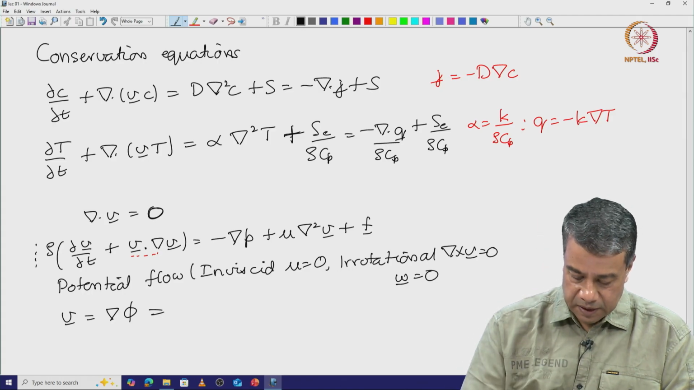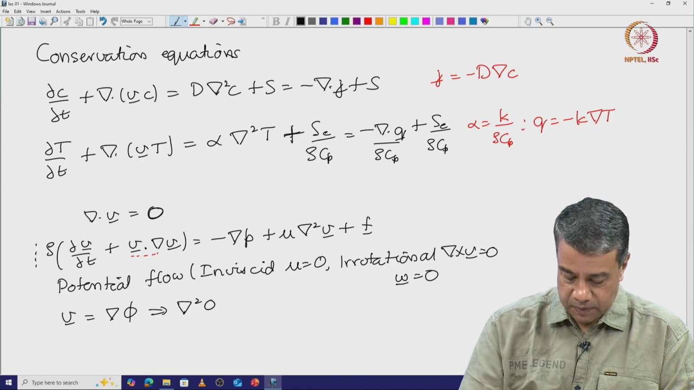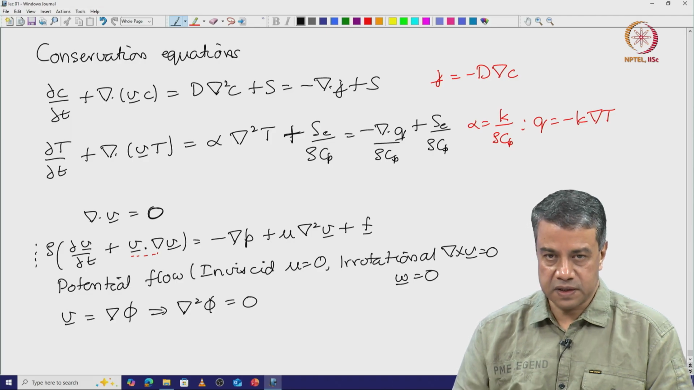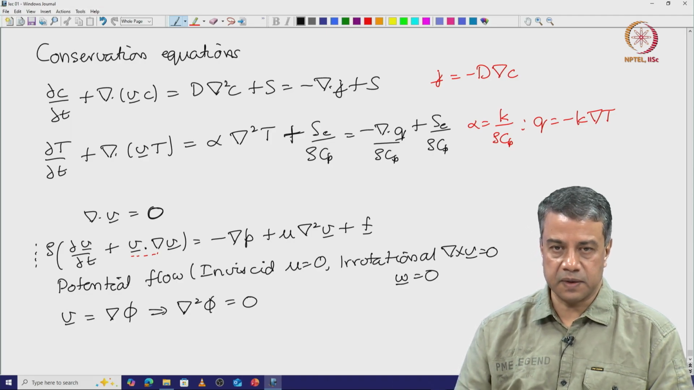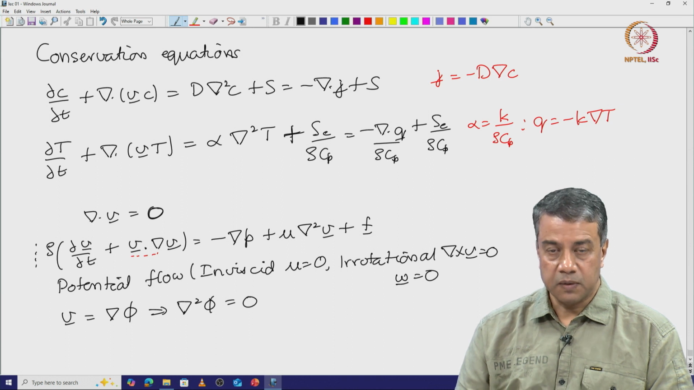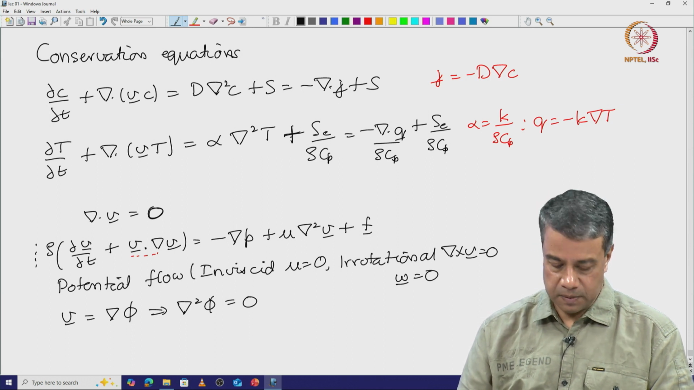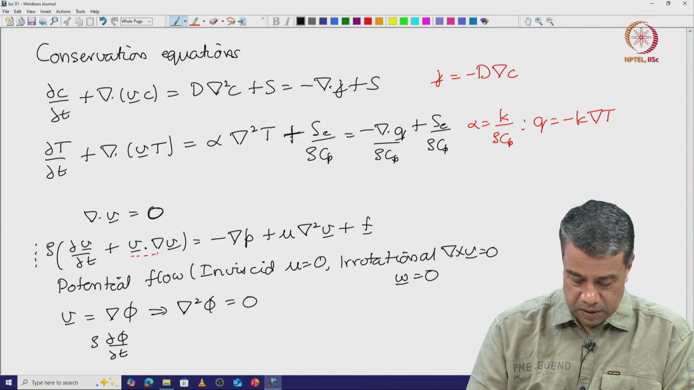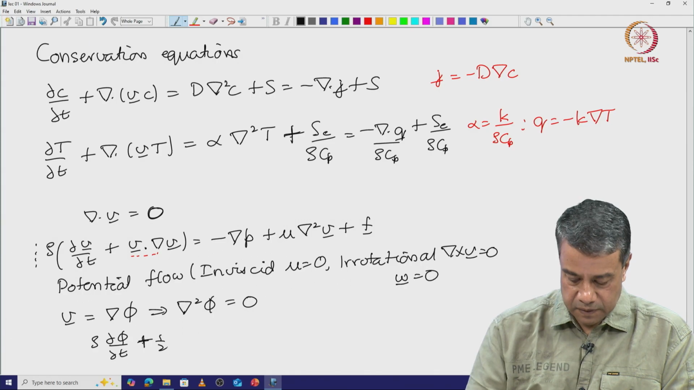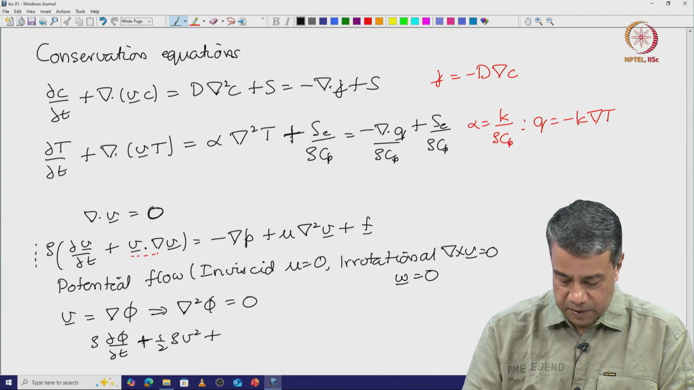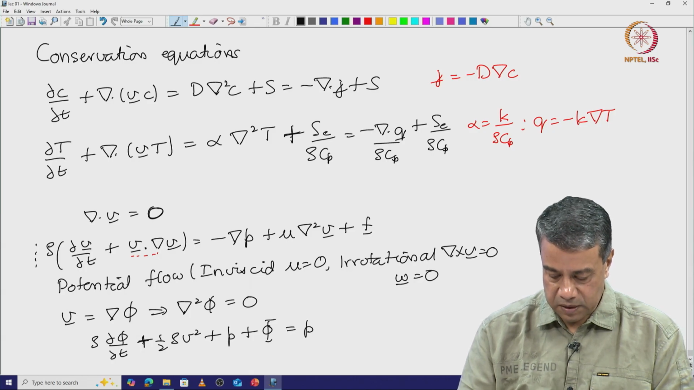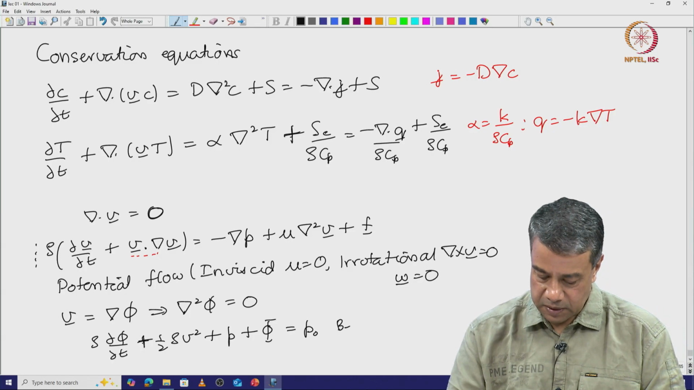Once you do that, automatically the Laplacian of the potential has to be equal to 0. That is divergence of velocity, divergence of gradient of potential. So, Laplacian of potential has to be equal to 0. Momentum equation I showed you last time reduces to rho partial phi by partial t plus half rho v square plus p plus any potential energy is equal to a constant. This is the Bernoulli equation.